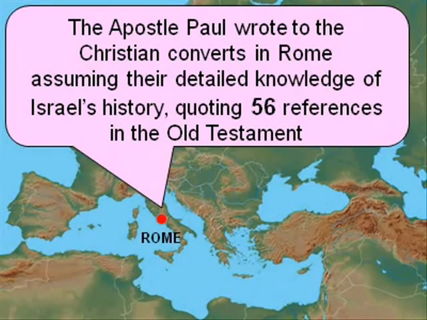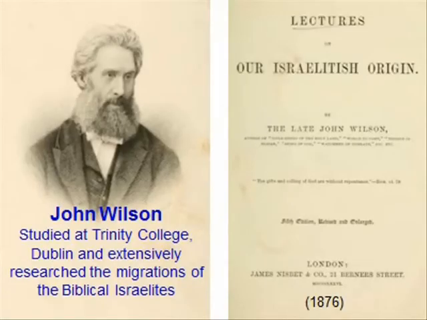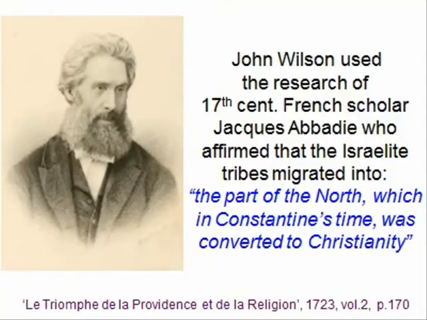John Wilson studied at Trinity College, Dublin, and extensively searched the migrations of the biblical Israelites, and gave us his lectures on our Israelite origin back in the 19th century. John Wilson drew upon the research of 17th century French scholar Jacques Abadie, who affirmed that the Israelite tribes migrated into that part of the north which in Constantine's time was converted to Christianity.